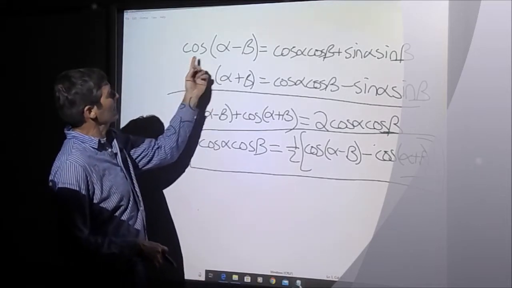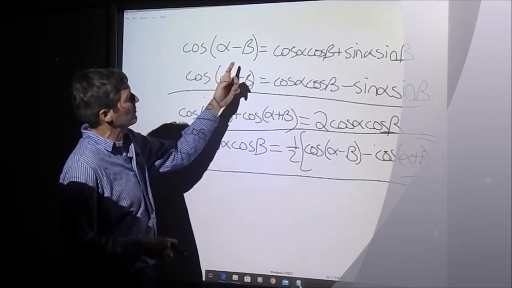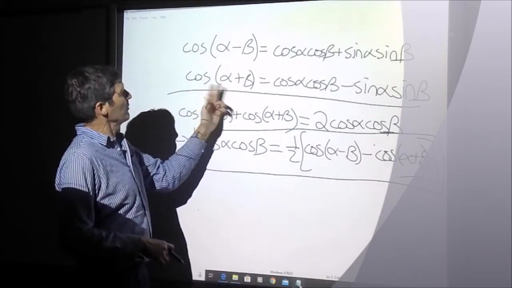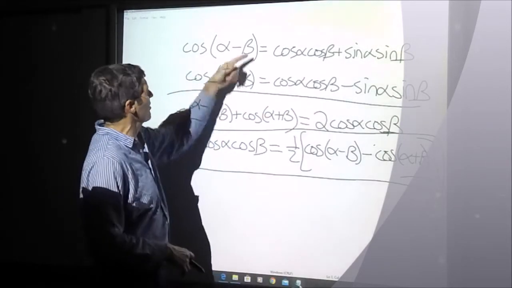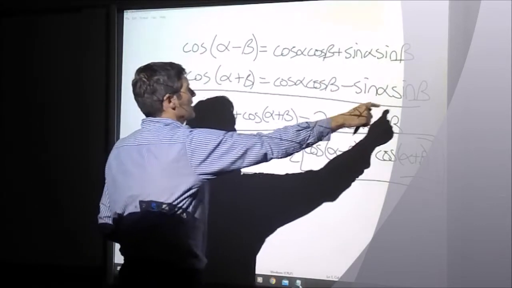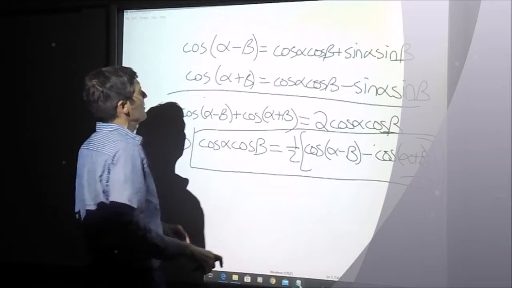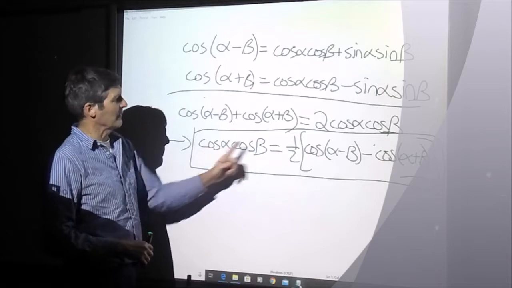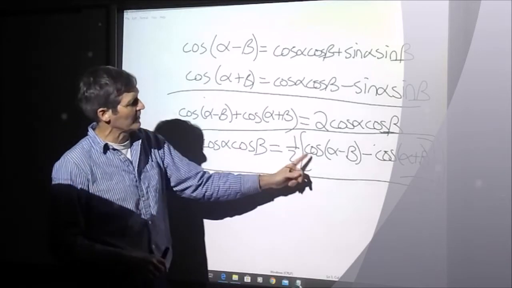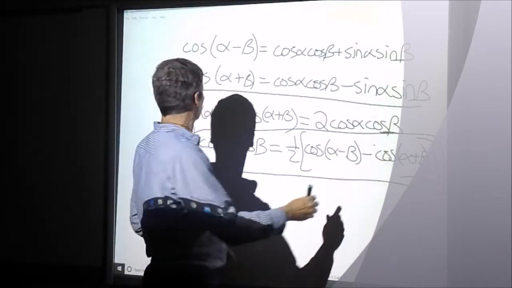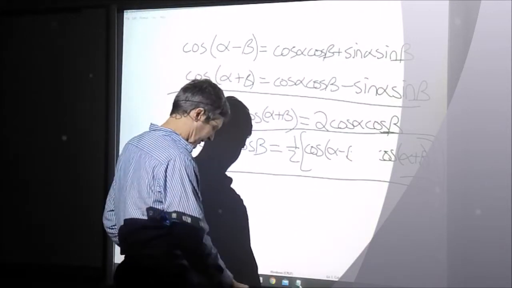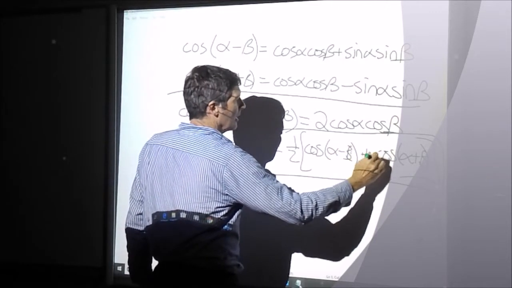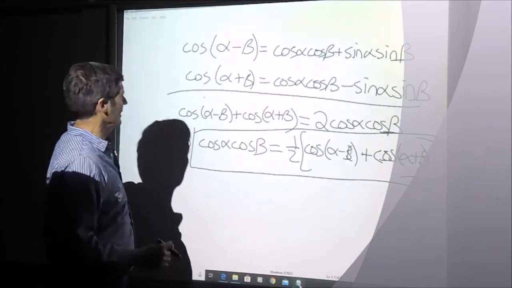Here's the first one. If I take this difference formula for cosine, cosine alpha minus beta is cosine alpha cosine beta plus sine sine. And cosine alpha plus beta is cosine cosine minus sine sine. And suppose I add those down, then the sines cancel over here and I get two of these. 2 cosine alpha cosine beta is equal to the sum of these. I divide this by 2 and switch sides, and I've got cosine alpha cosine beta is 1/2 cosine alpha minus beta plus cosine alpha plus beta.